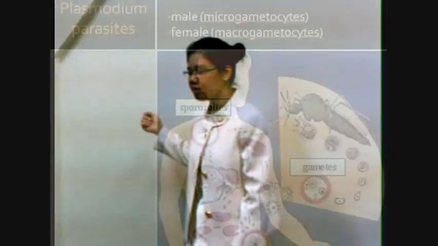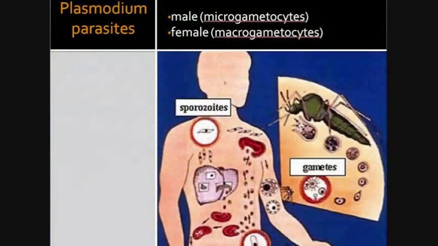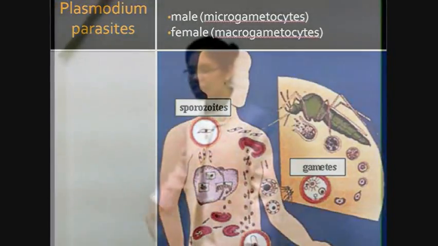suffering from malaria. The parasite develops within the female and uses the mosquito as a vector. Plasmodium parasites have 2 forms: the male microgametocytes and the female macrogametocytes that are ingested by an Anopheles mosquito during a blood meal.